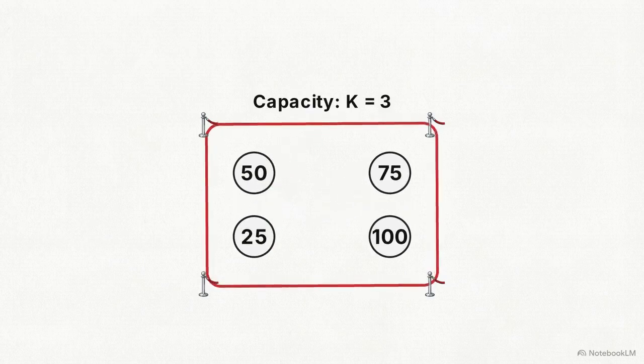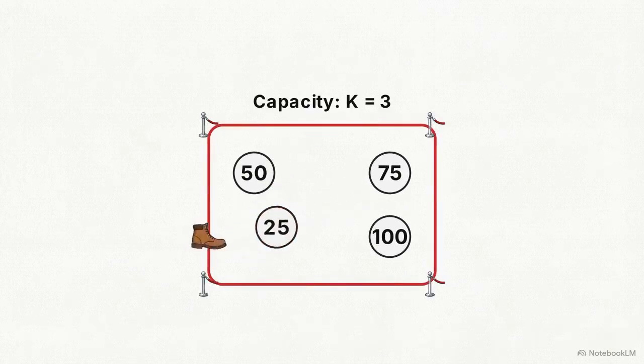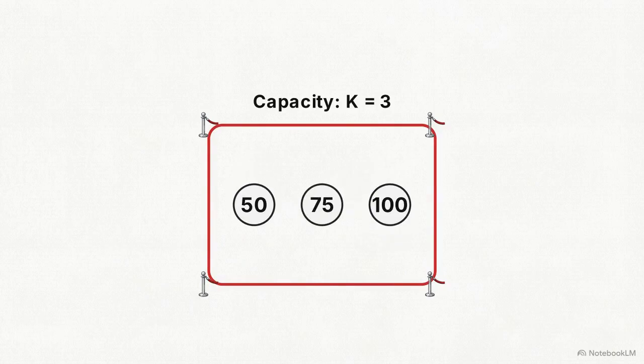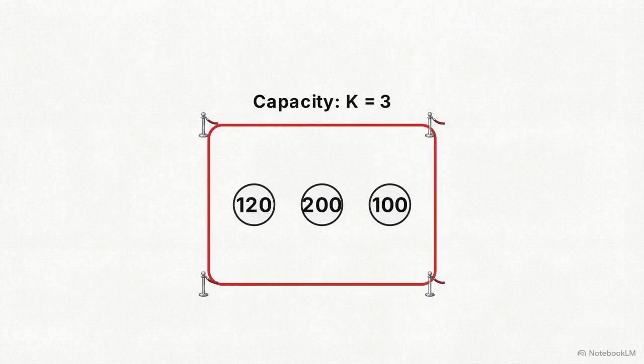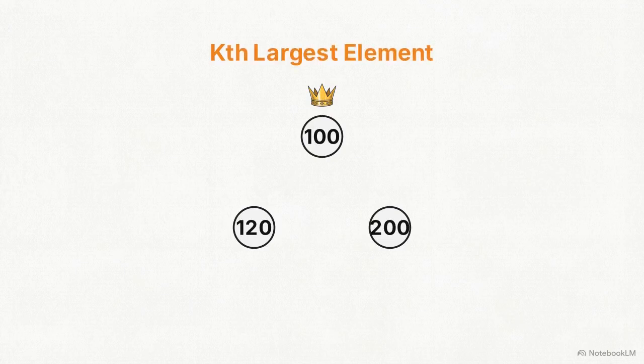When a 4th number block tries to enter, the capacity is breached. Because it is a min heap, the structure instantly identifies the absolute smallest number inside the enclosure and immediately ejects it. By continuously letting numbers in and kicking out the minimums, the structure is mathematically guaranteed to only hold the maximum values, and the number sitting right at the top of the heap is your exact kth largest element.